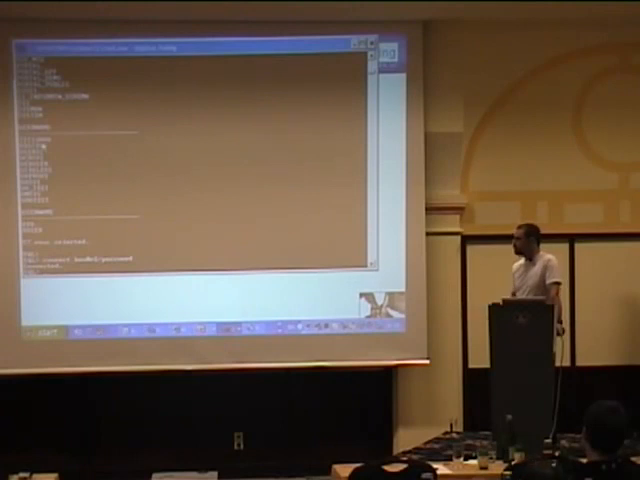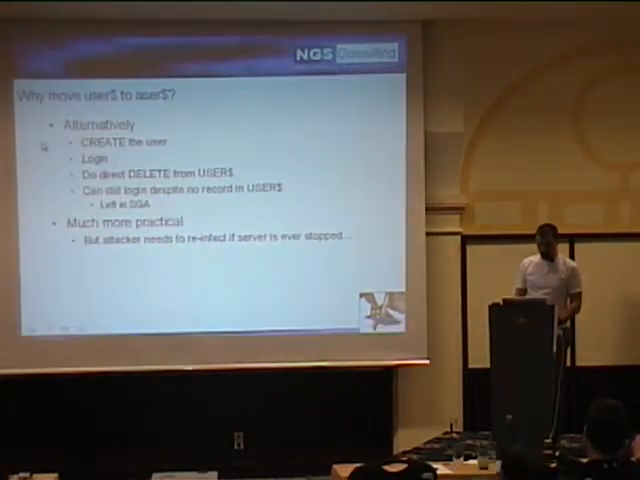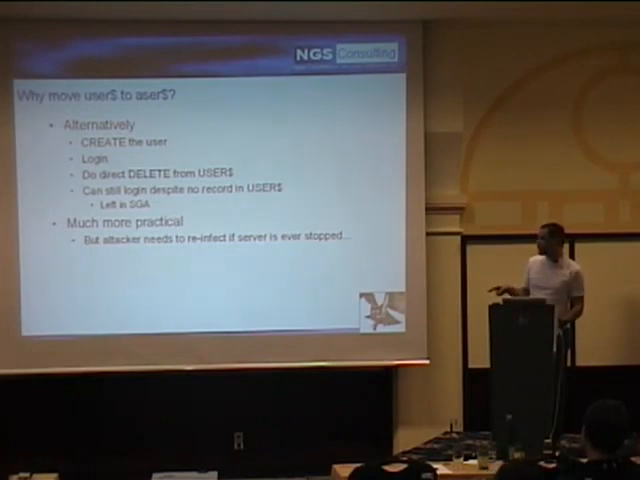We hide the account from user$, but essentially this account is in the SGA. It's still in the SGA and available to be logged on because we've just done a direct delete from the user$ table. So whilst it's more practical, because obviously you don't need to shut the server down and everything like that, the point is this will not survive a server restart. So the attacker needs to reinfect the server if it's ever stopped. But given that it's a database server and database servers are very rarely stopped, the attacker has a good chance of their access being there for a long, long time.